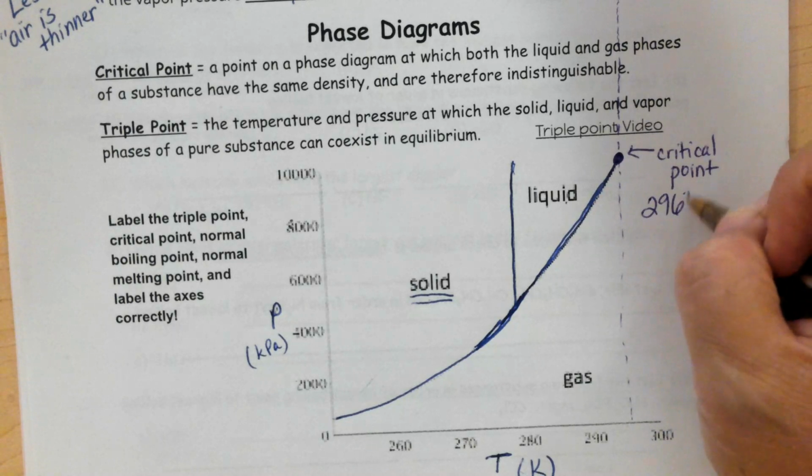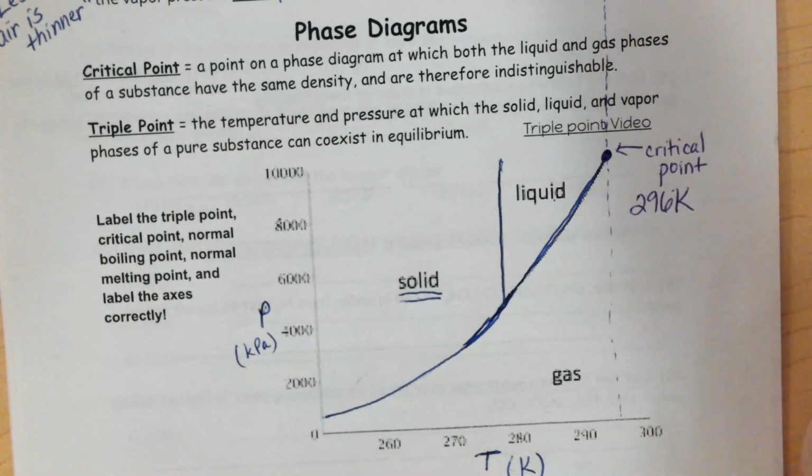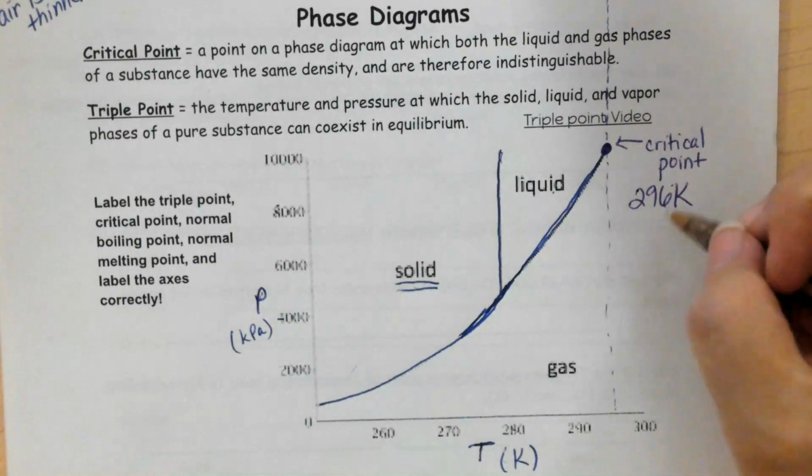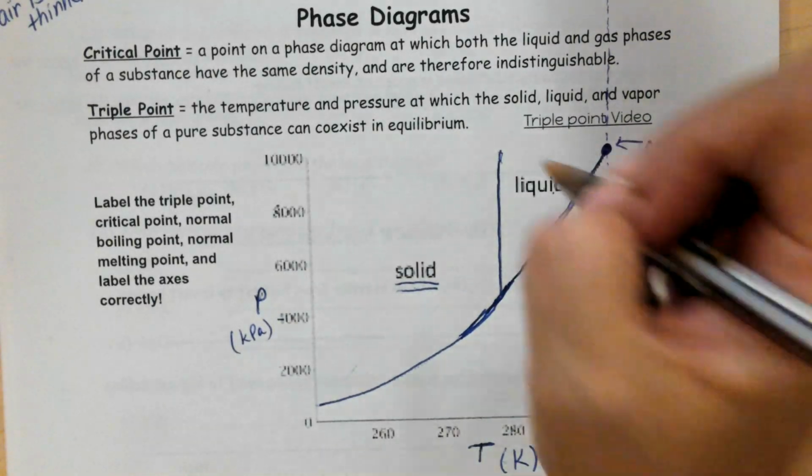Or you could go 297, whatever. Kelvin does not have a degree mark, so I'm going to say it's Kelvin. Again, this is not a great graph. That's our temperature. And then we also have a pressure.